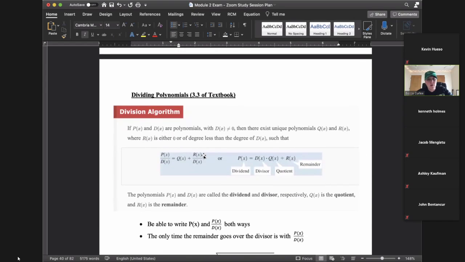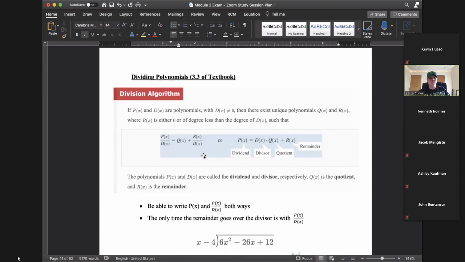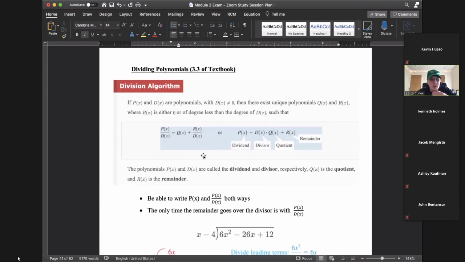All right, dividing polynomials. This is from 3.3 of the textbook. All right, so we've got p of x over d. These are 2 different forms that you can basically write your answers in. Sometimes you're asked for p of x, sometimes you're asked for p of x over d of x. So be able to write them both ways.